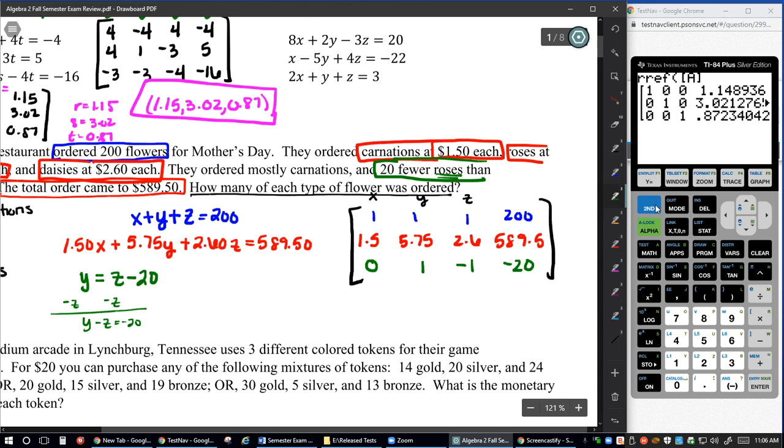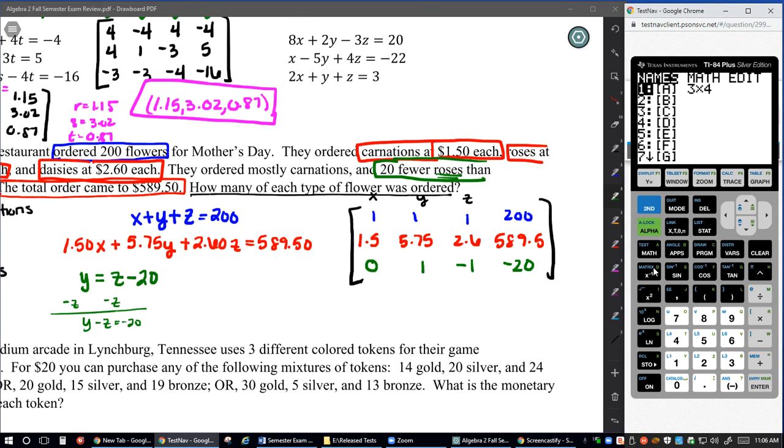So I'm going to, again, do second matrix, and I'm just going to use the same letter A. I'm going to edit letter A. It's still a 3 by 4, and I'm going to type in my new numbers. 1, 1, 1, 200, 1.5, 5.75, 2.6, 589.5. And then 0, 1, negative 1, and negative 20.